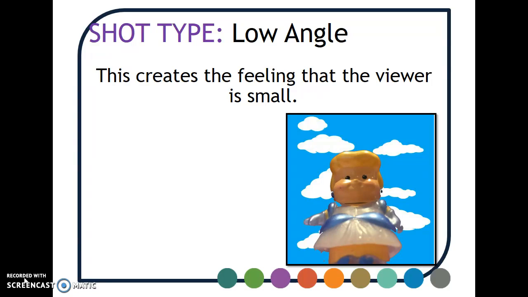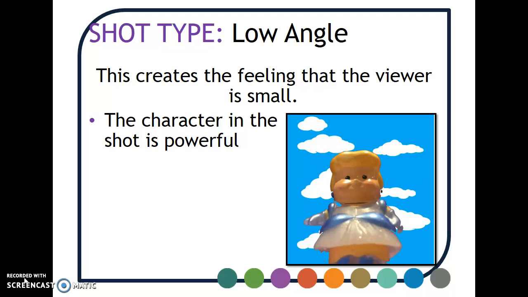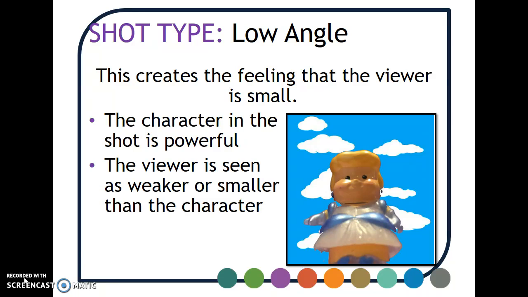The first shot is low angle. It creates a feeling that the viewer is smaller than the character in the shot. That then infers that the character is more powerful. So you often see this used when you've got an adult talking to a child or somebody who's in authority. The viewer is seen as weaker or smaller.